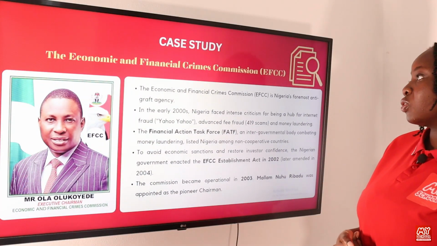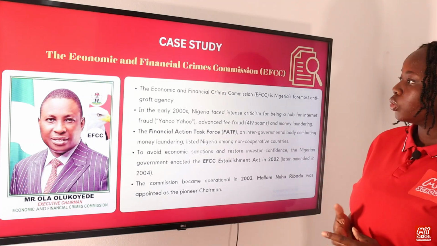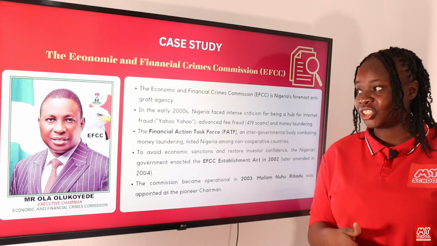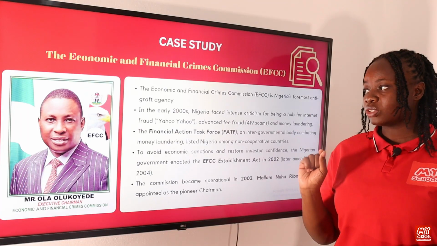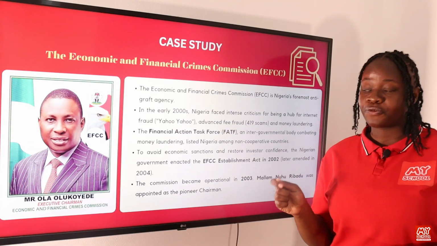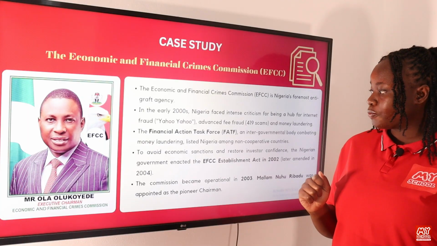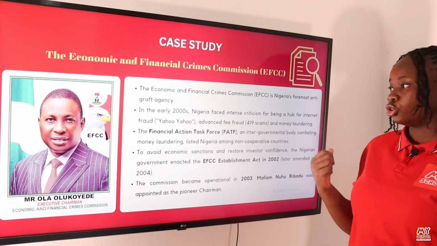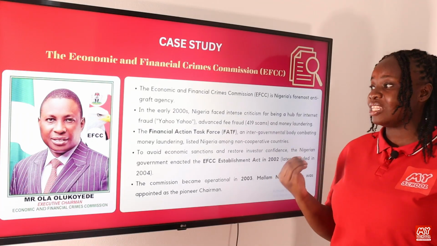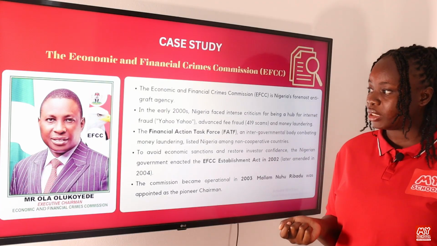All right, now we're going to discuss another case study, the Economic and Financial Crimes Commission, or EFCC. The Economic and Financial Crimes Commission is Nigeria's foremost anti-graft agency. In the early 2000s, Nigeria faced intense criticism for being a hub for internet fraud, or what has come to be known as Yahoo Yahoo. Also advanced fee fraud, or 419 scams, and money laundering. It is because of all of this criticism of Nigeria being a hub for these various fraudulent activities that the EFCC came into being.